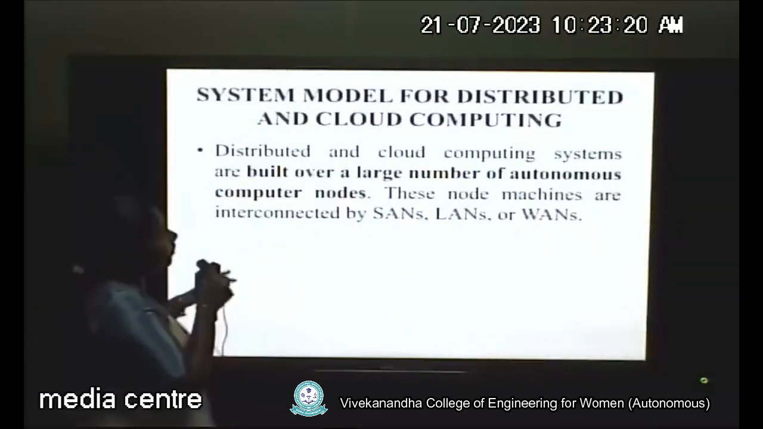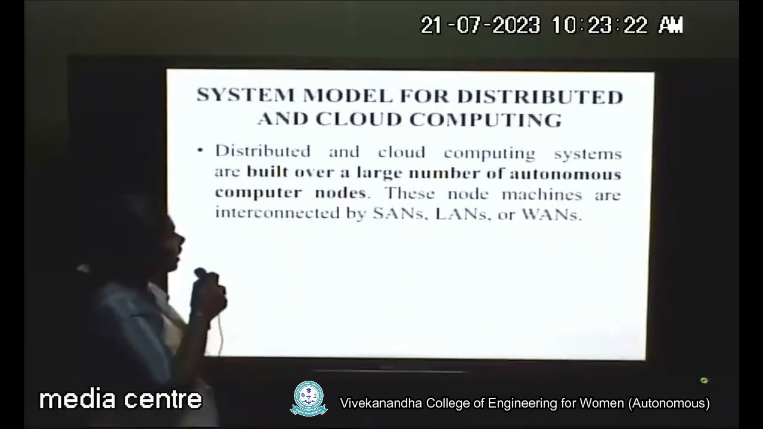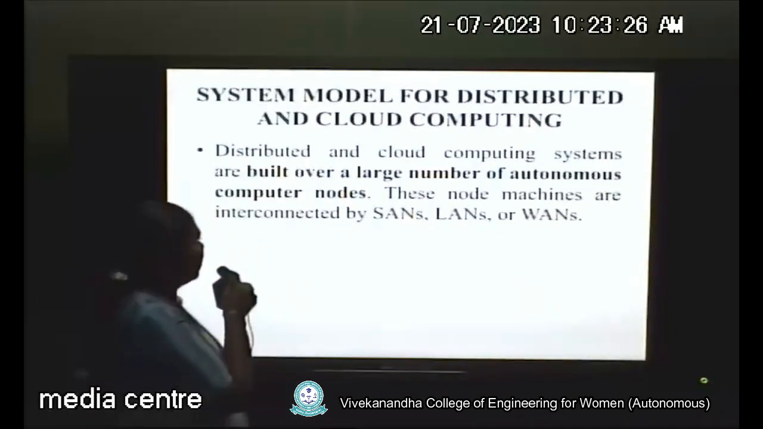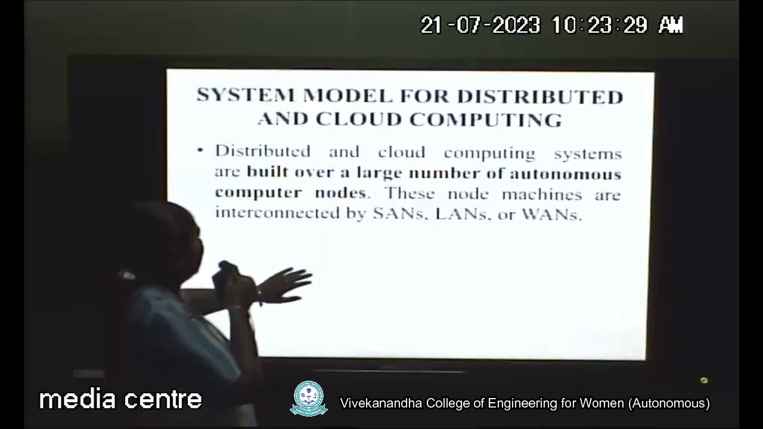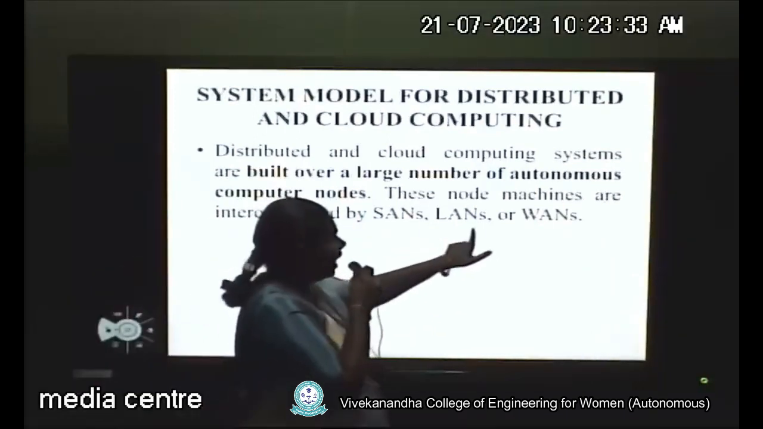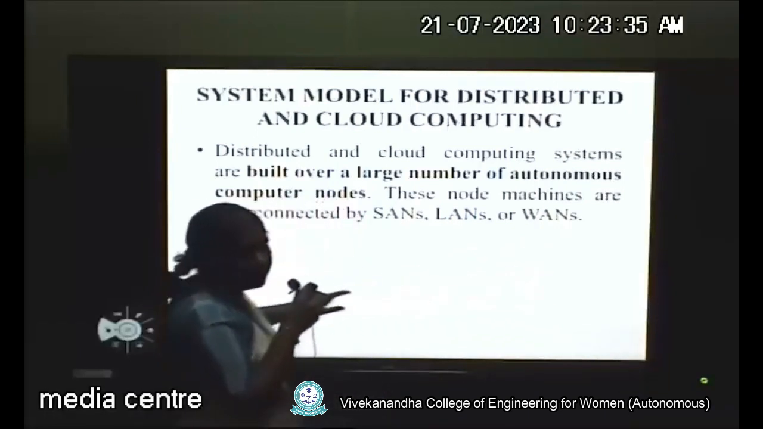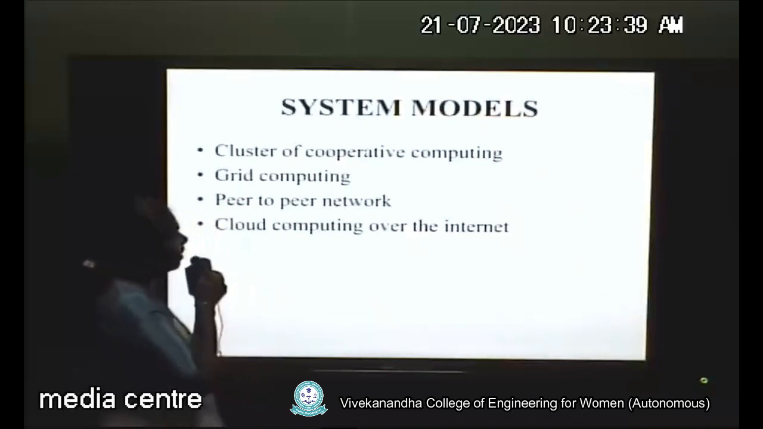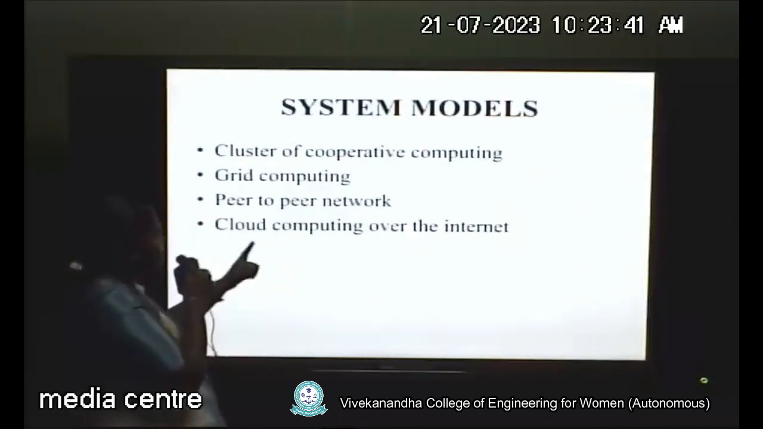Then system model for distributed and cloud computing. So here finally it is built over a large number of autonomous computer nodes, interconnected by SAN, LAN or WAN. Next one, system models. Here: cluster of cooperative computing, grid computing, peer-to-peer network, cloud computing over the network.